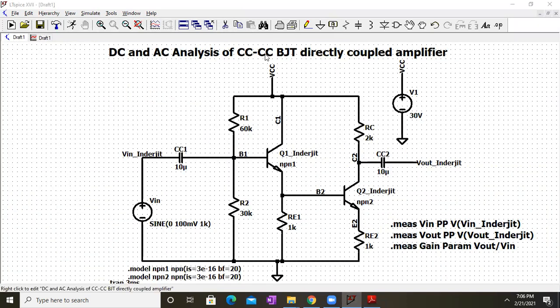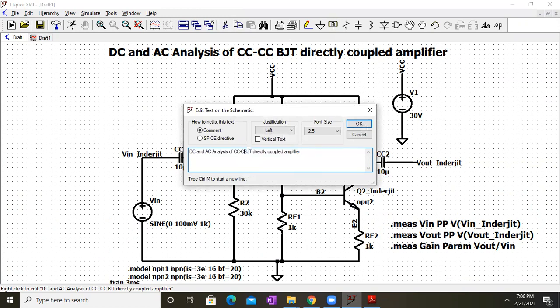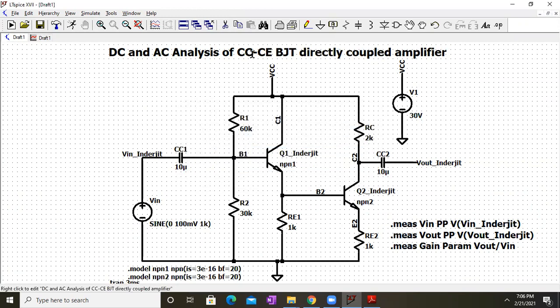Remember the analysis, this is CCCE. Sorry for the mistake. It is common collector. First stage is the common collector, second stage is the common emitter. So please do remember that.